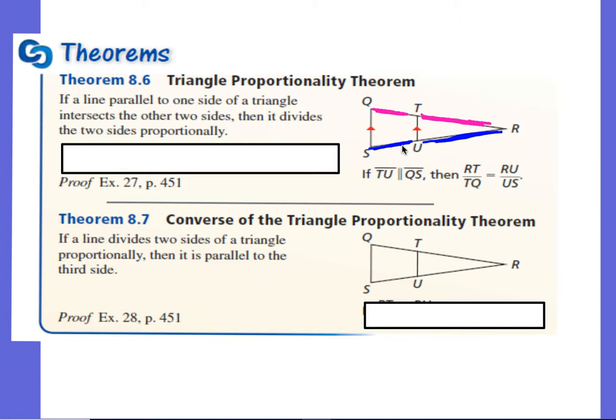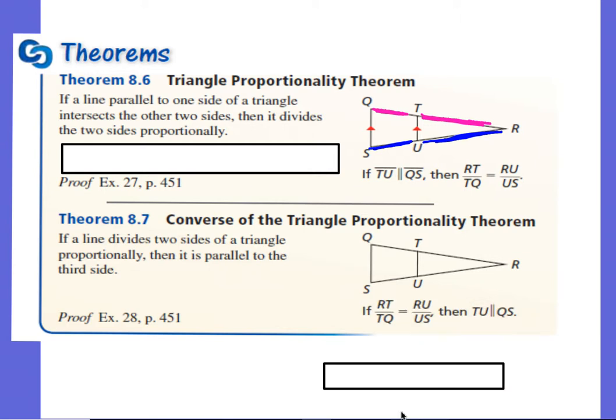But what's great about this as well is that the converse for this theorem also holds true. So if you already identify that RT is to TQ just as RU is to US, then you can make the statement that TU is parallel to QS. So we use the original proportionality theorem to show something about the proportions or the ratios of the sides, and then we use the converse to prove, based on the ratios, that these two lines are parallel.